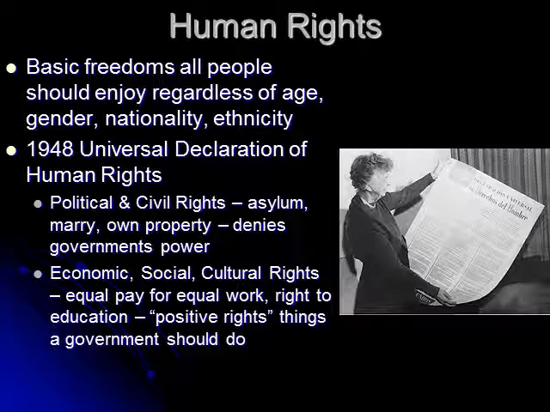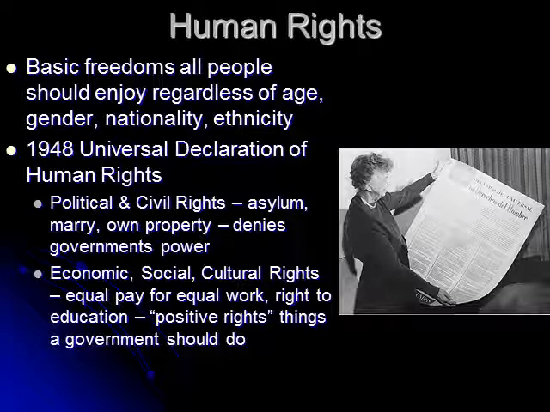So now we get to human rights. These are basic freedoms all people should enjoy regardless of their age, gender, nationality, or ethnicity. In 1948, there was the Universal Declaration of Human Rights. It was signed by member nations in the UN. It guarantees political and civil rights, the right to asylum. In case you're in an oppressive government, you get away from it and they're trying to do horrible things to you, you should be able to get protection in another country.